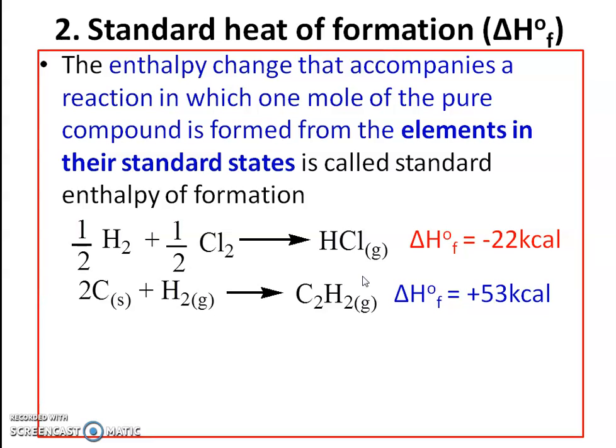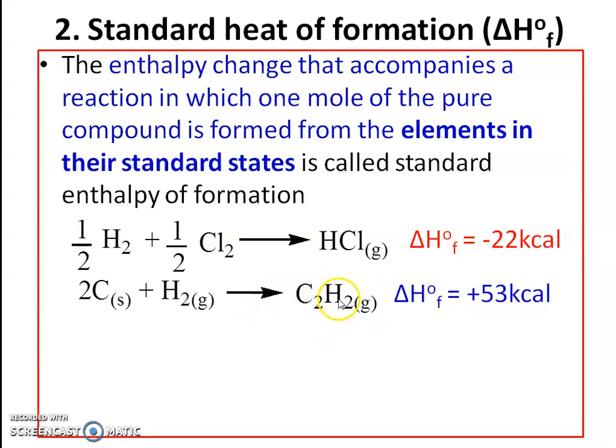Consider another example. Consider the formation of acetylene, C2H2. This acetylene is considered to be formed from pure carbon and hydrogen. It means 2 moles of carbon react with 1 mole of hydrogen, and there is a formation of 1 mole of acetylene. There should be 1 mole of product always.